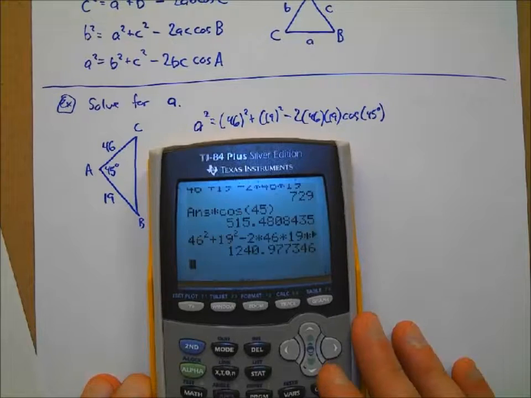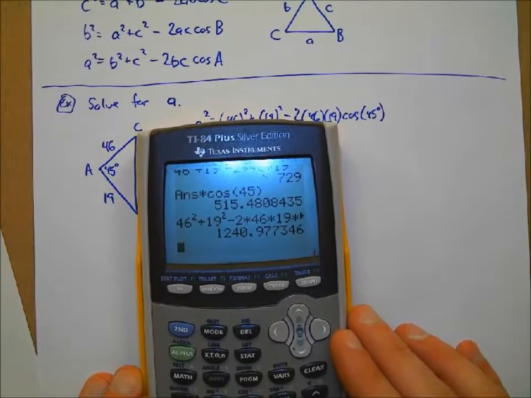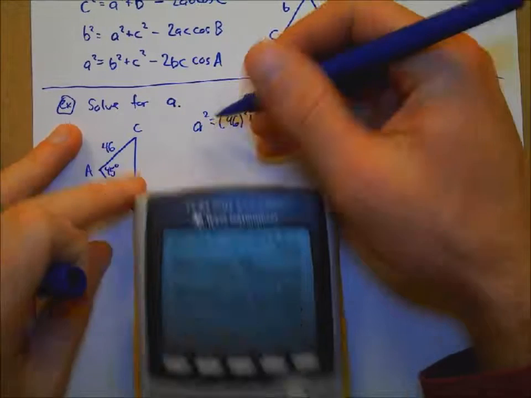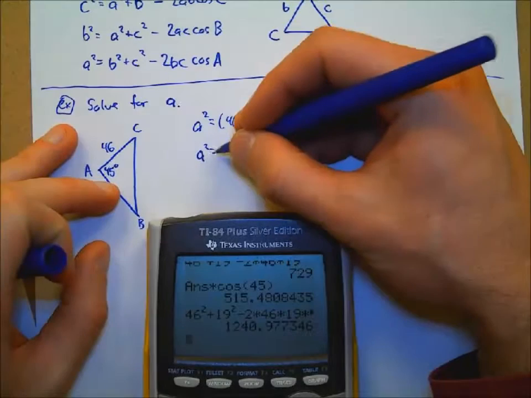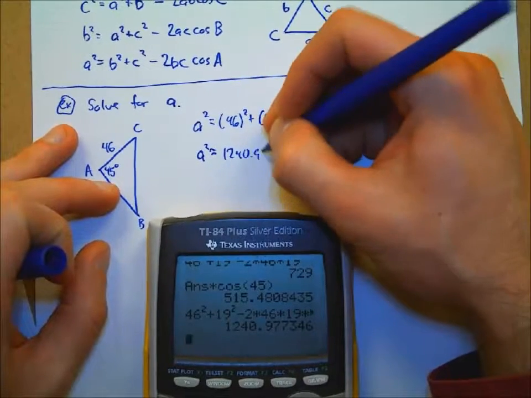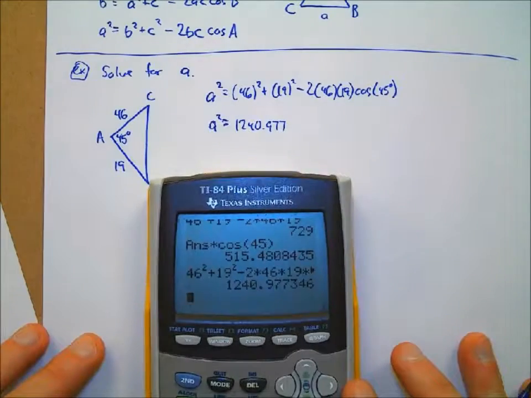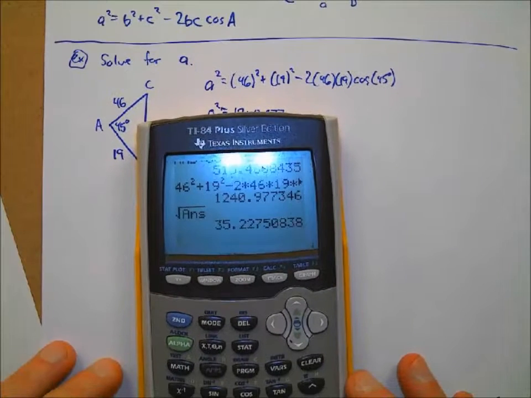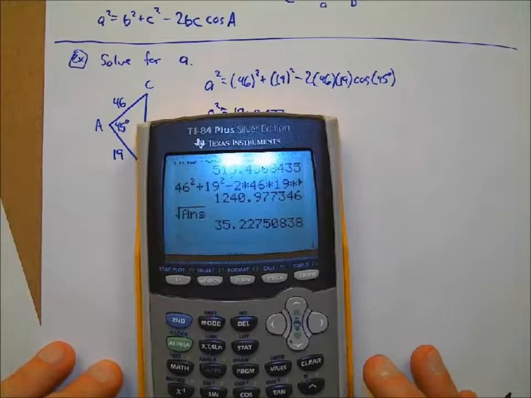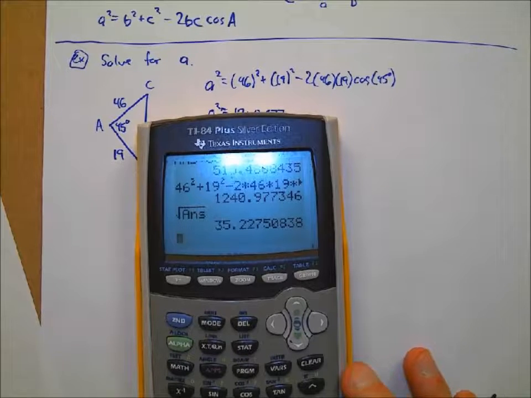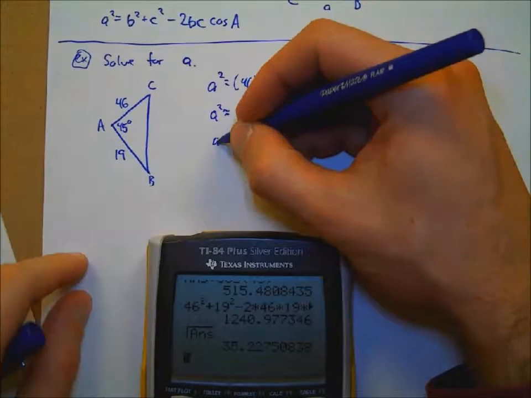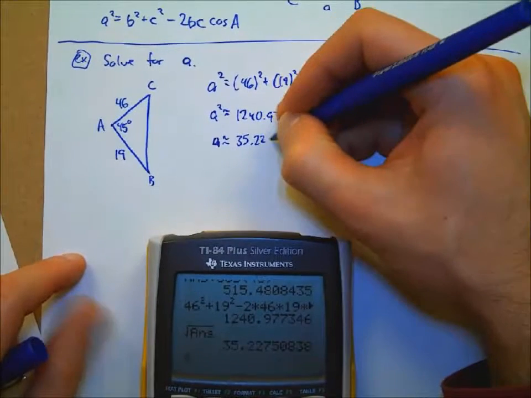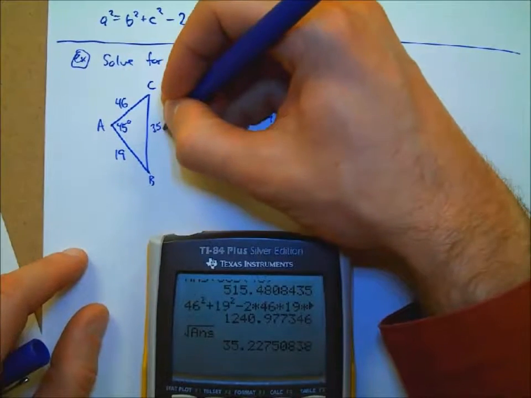Okay, 1,240. So is that my answer? No. What is that? That's a squared. Remember, a squared equals this. So a squared equals, approximately, 1,240.977. And then what should we do from here? Square root. Now, I'm in an equation setting, so should I put a plus or minus here? Plus or minus 35.227? Why shouldn't I? It wouldn't make sense in the context here. We're talking about a triangle. It doesn't make sense for a triangle to have a negative side length. So we'll keep it positive, 35.228, rounded up. And there's our missing side.